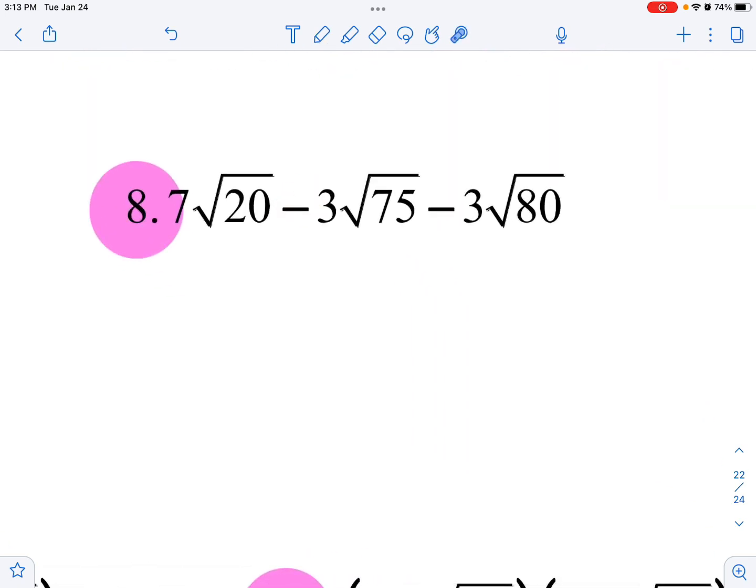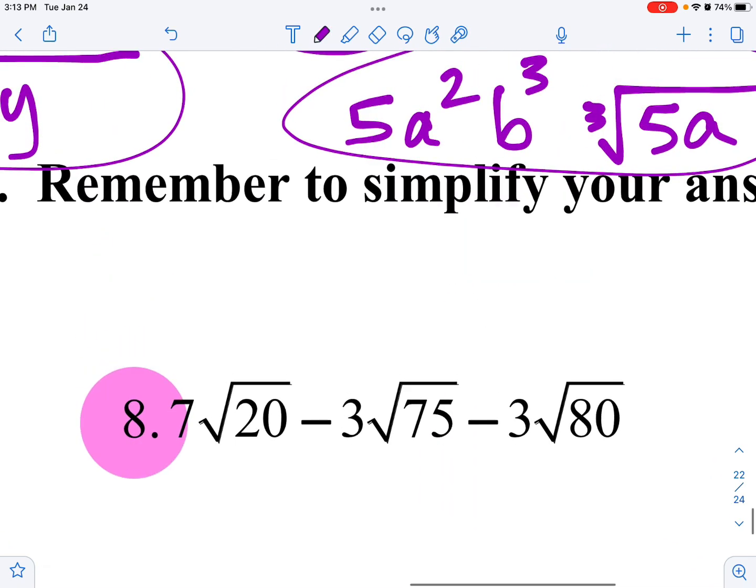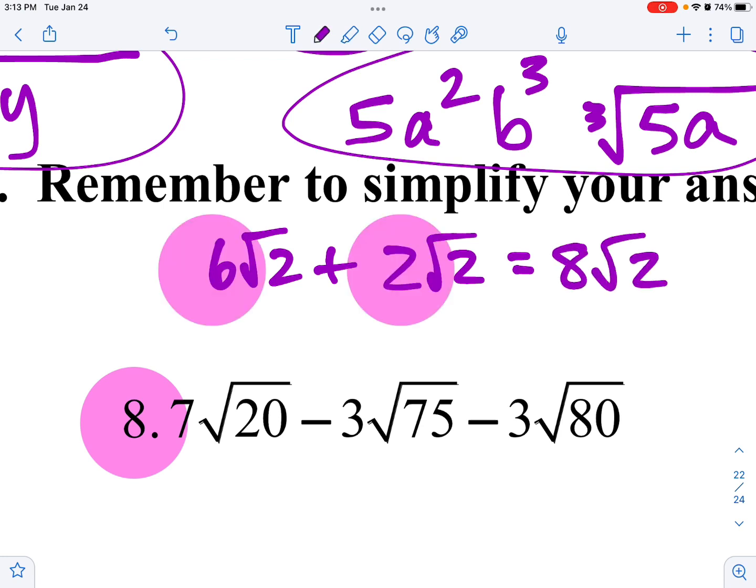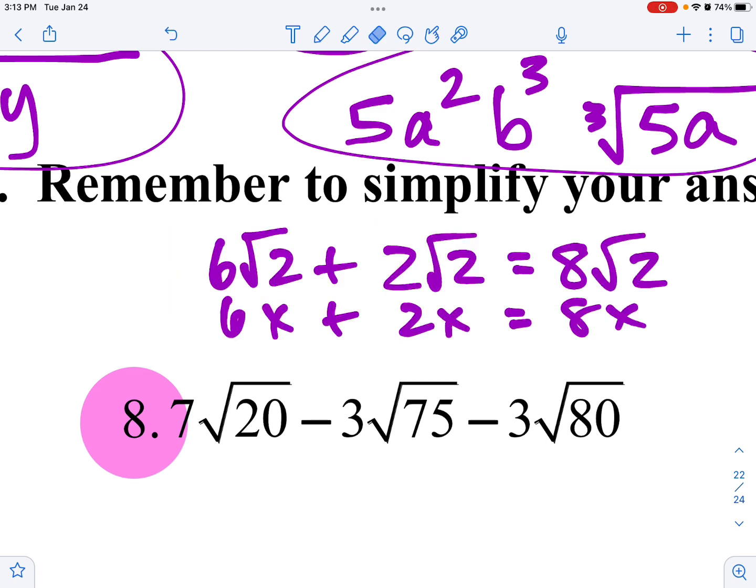Remember, you can't add or subtract radicals unless they're the exact same. Remember, there was a question on the quiz like 6 radical 2 plus 2 radical 2. That means you can add 6 and 2, which makes 8 radical 2. They're like terms, just like 6x plus 2x equals 8x. You're allowed to add them together if they're the exact same. That's what we're thinking about here for this problem.